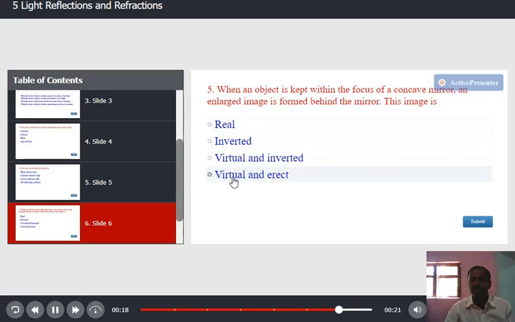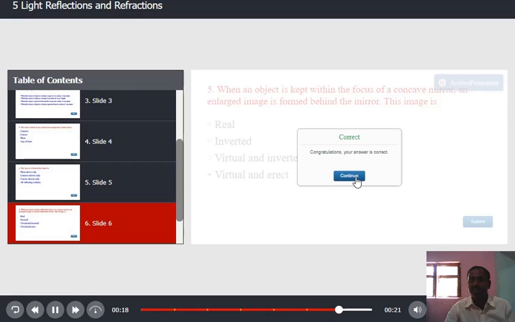The image will be virtual and erect. The image will also be enlarged, as written in the question. So the correct option is this one. Now we submit. Yeah, this is also correct.